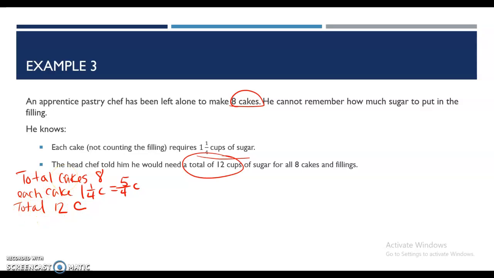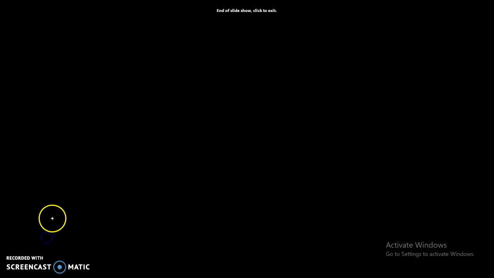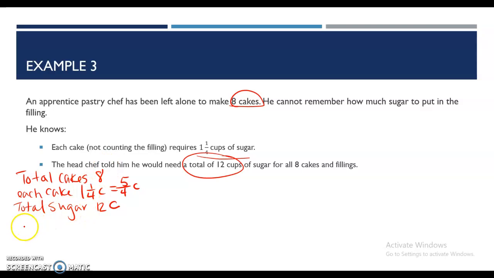Let me write that as total sugar. And then we don't know the sugar for the filling. And so that's our unknown. So I'm going to call that F for filling. You could call it X. You could call it whatever you want. S for sugar. All right.